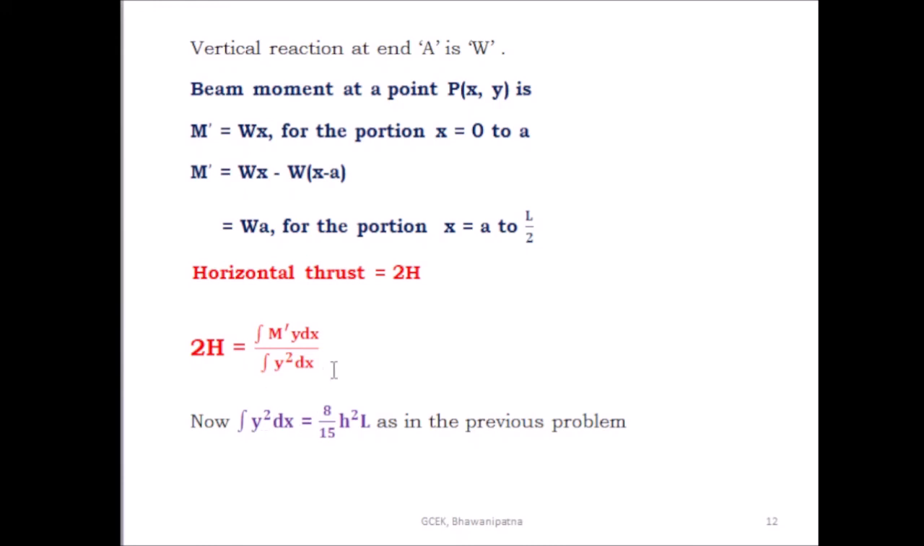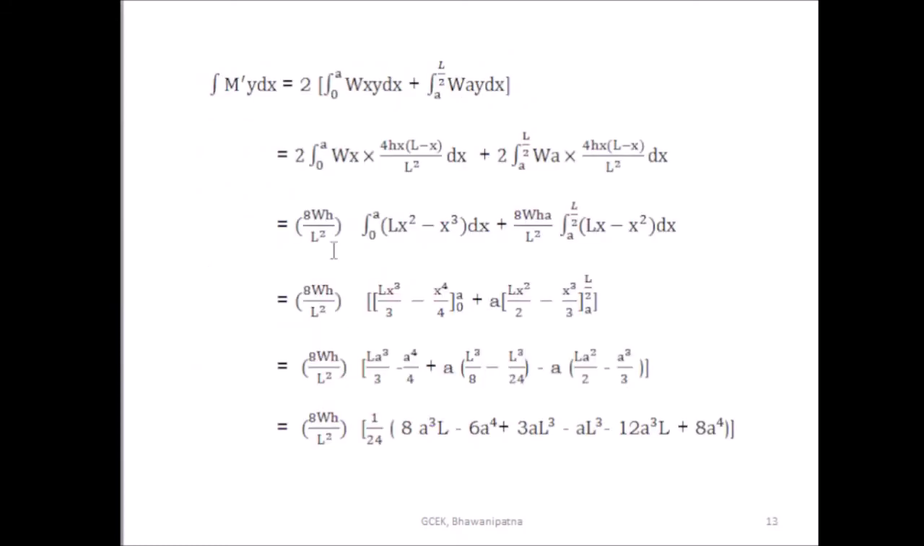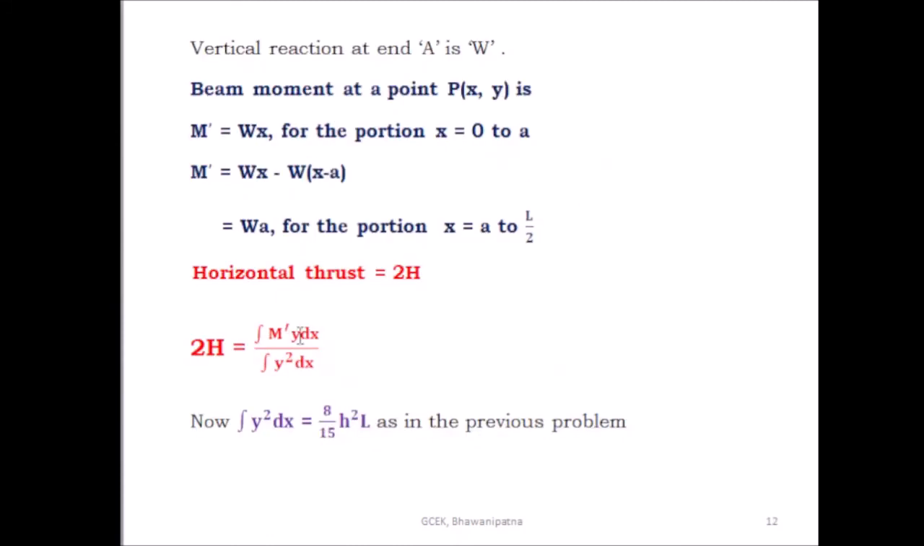But we know from the previous problem the integration of y square dx is equal to 8 by 15 h square l, the denominator value. Here you find out the numerator value, the integration of m dash y into dx. This is the formula, m dash y into dx.